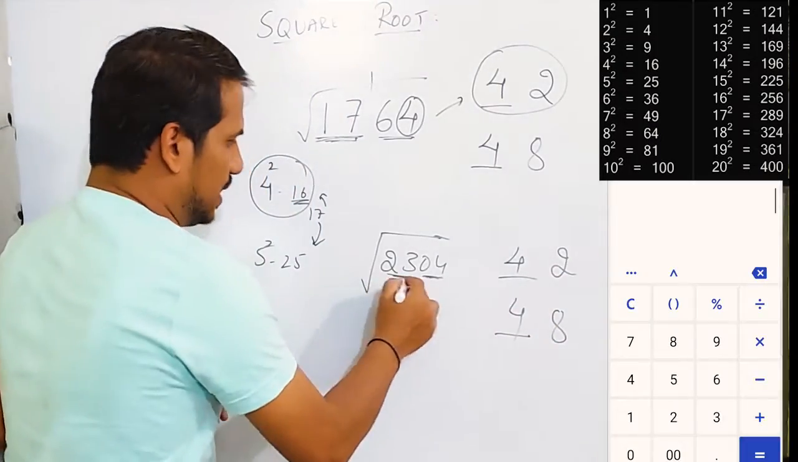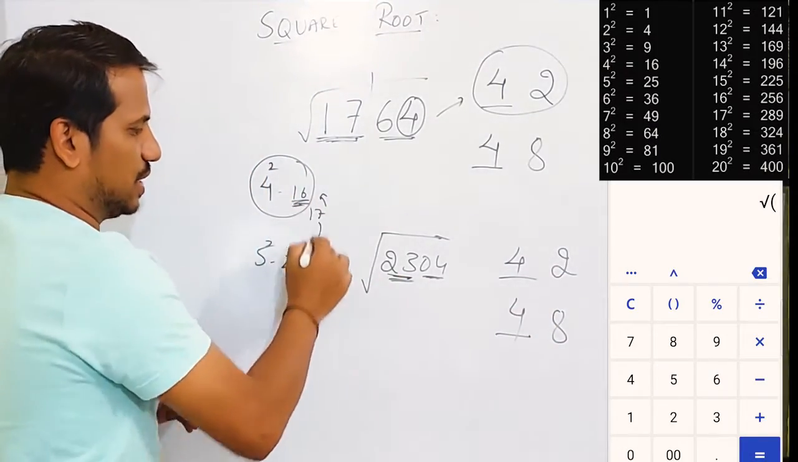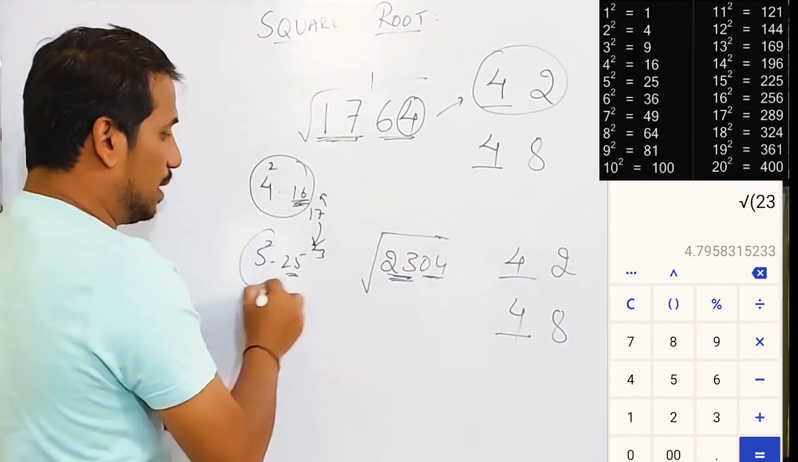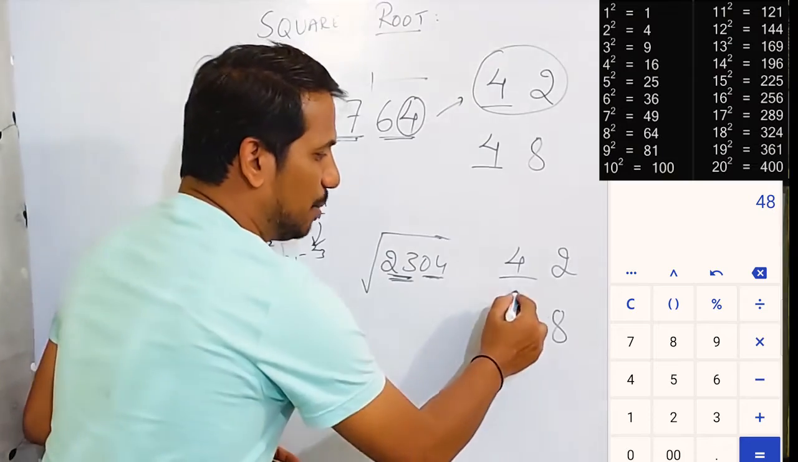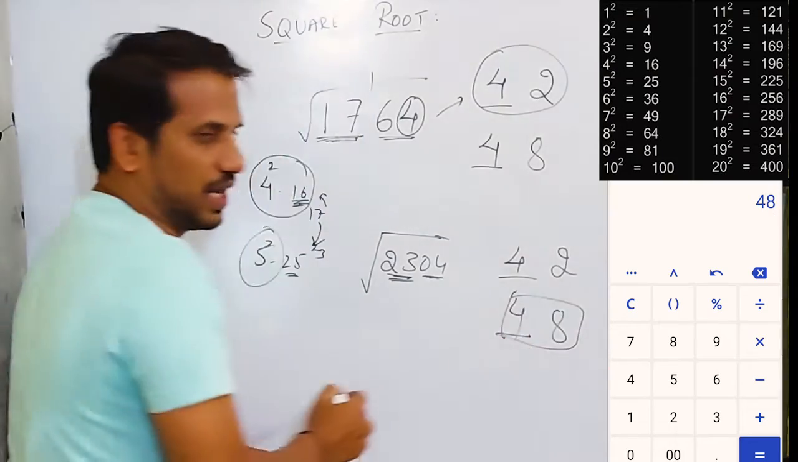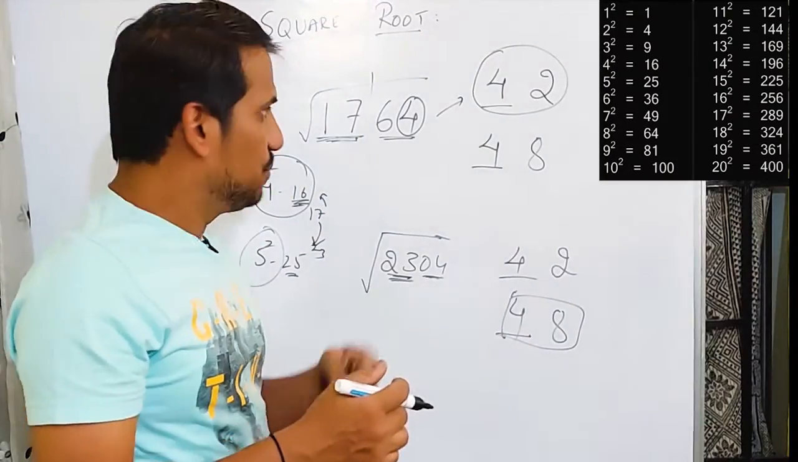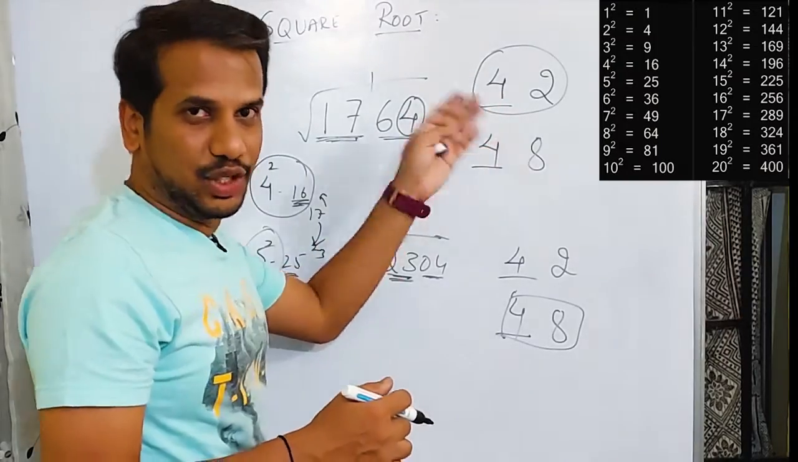Now, 23, is it near to 25 or 16? Of course, it's near to the biggest square number. So, definitely it should be the biggest of these two, 48. There is another way where we can find out which is the actual number.